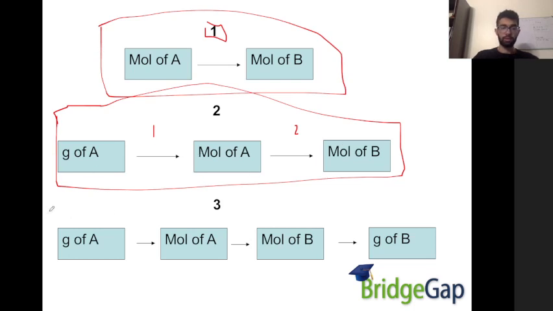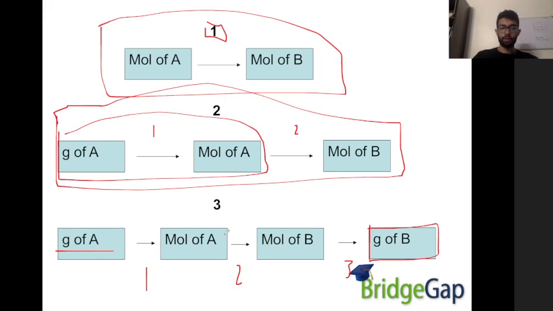And in scenario number three, let's say we're given grams and we're asked for grams of B. This is going to require three different steps, and each arrow represents one step. First, we're going to have to turn grams of A into moles of A, just like we did in scenario number two over here.